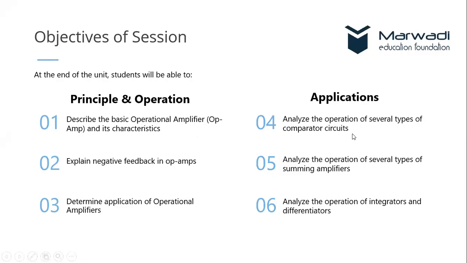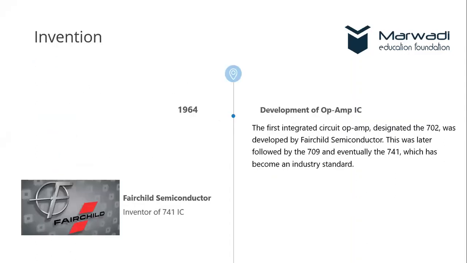Then we have certain applications, like you should be able to analyze the operation of several types of comparator circuits. We will see what is comparator and a few other circuits also. So you should be able to analyze the operation of a comparator circuit, summing amplifiers, integrators and differentiators. These are some basic circuits based on the operational amplifier, and you should be able to understand and analyze those circuits. Let us see how it all started.